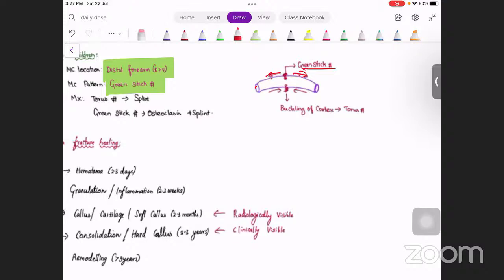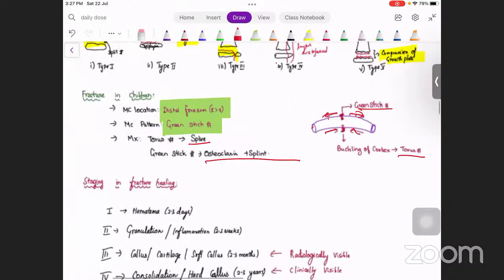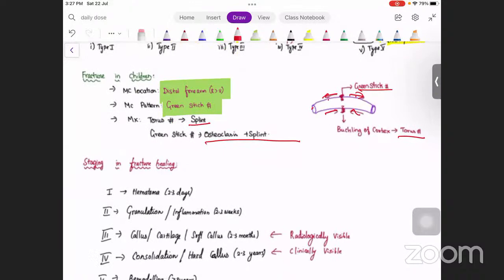Or if it is in the inward direction, along with buckling of the cortex, then it is called a torus fracture. So what is a greenstick and a torus fracture? A greenstick fracture is an outward fracture, while torus is the inward fracture along with buckling of the cortex. For management, in torus fracture you do a splint. And for a greenstick fracture, you do an osteoclasis followed by a splint. Okay, so what are the fractures in children? Most common location is distal forearm. Most common fracture pattern is the greenstick fracture. Management of torus fracture is a splint.